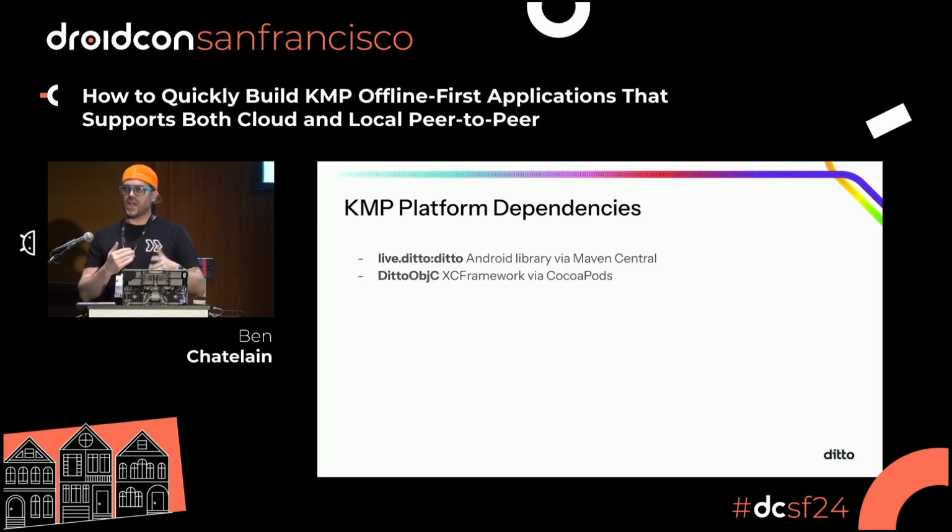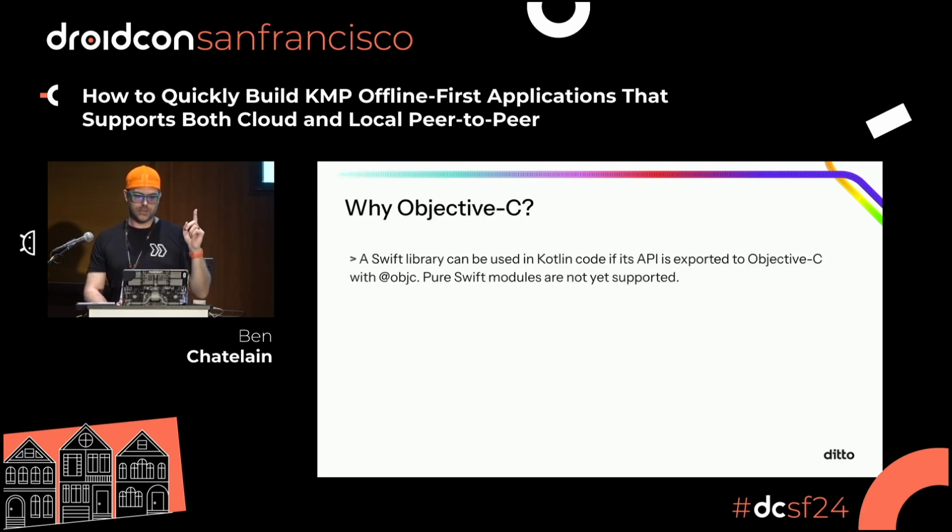The pain came after that when I was trying to work with the API, especially on the iOS side, and we'll get into those details. But specifically, our live.ditto package up on Maven Central is our Android SDK, and we have two SDKs for iOS: Ditto Swift and Ditto Objective-C. Now, I went with Objective-C because of reasons.